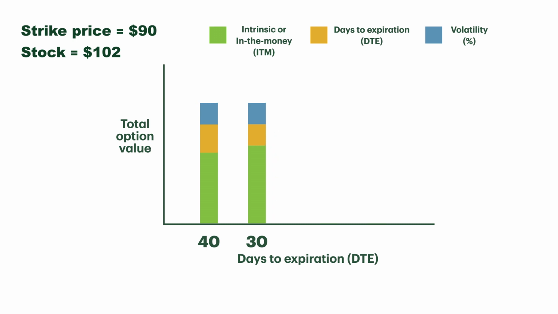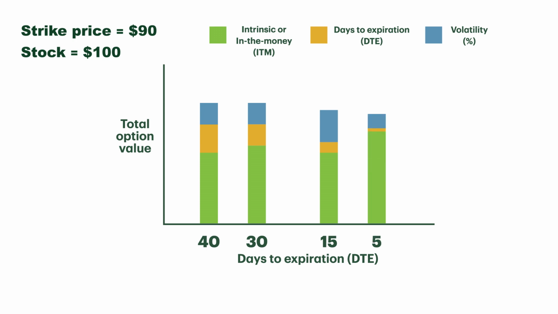Now let's say the stock slips to $100 per share over the following 15 days, and its volatility climbs to 45%. On the third bar in our chart, the option's intrinsic value is back down to $10, and its extrinsic value is unchanged, with the decrease in days to expiration offset by the higher volatility on major company news. Yet, the total value of the option has gone down.